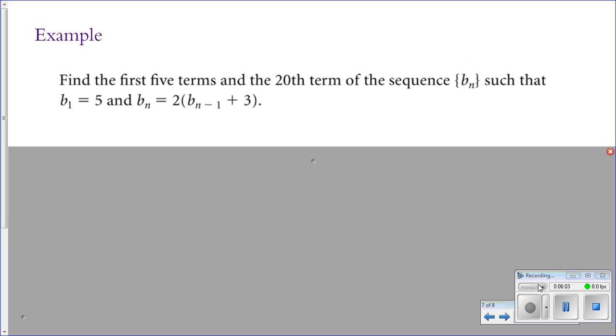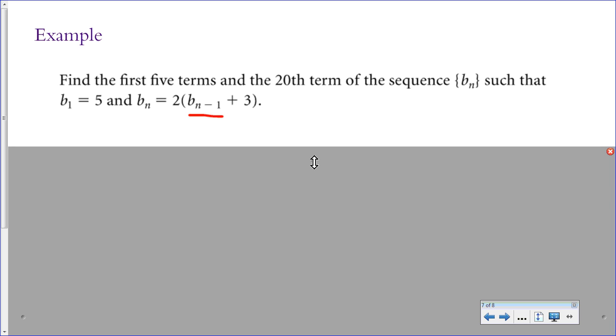Here is another example from your textbook. Find the first 5 terms and the 20th term of the sequence, but this time they gave us a recursive definition. And I can tell that this is a recursive definition because instead of being a function just in terms of n, it's a function that has b sub n minus 1 in it, which means the value of the term that comes before the one you're trying to find.